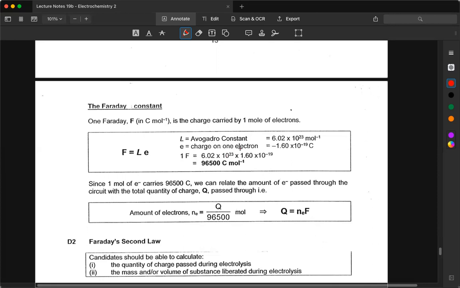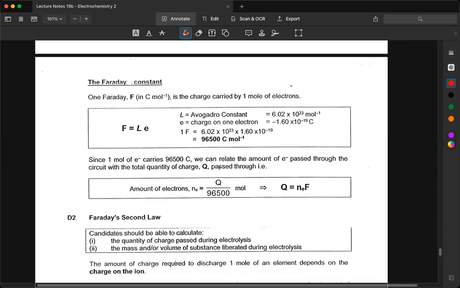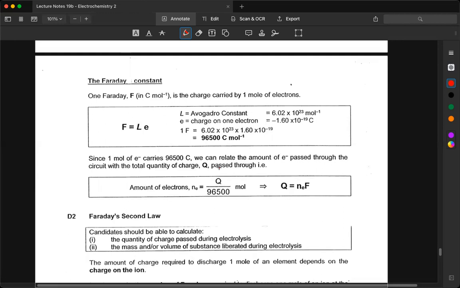So how much charge is carried by 1 mole? From there, if I give you the current in the question, you can use the amount of charge divided by the Faraday's constant to obtain the number of moles of electrons, and then find out the moles of the metal deposited and hence the mass. So if you shift the equation, the number of moles of electrons can simply be Q over 96500. It makes sense. That will help you determine the number of moles of electrons.